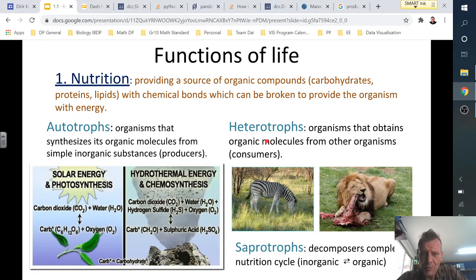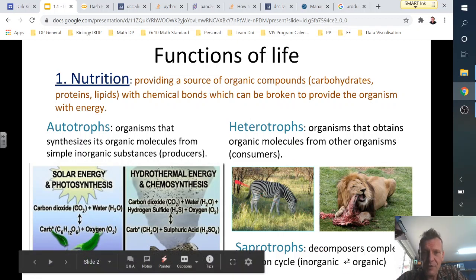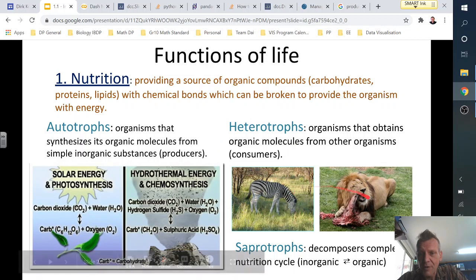These are also known as producers because they produce organic material, and heterotrophs are known as consumers. And then you've got decomposers that close the nutrient cycle again, by turning all the organic materials back into inorganic materials that will go back into the pool from which the autotrophs make their organic materials. So there's a nice cycle happening there also. We'll come back to this in more detail in the ecology units.